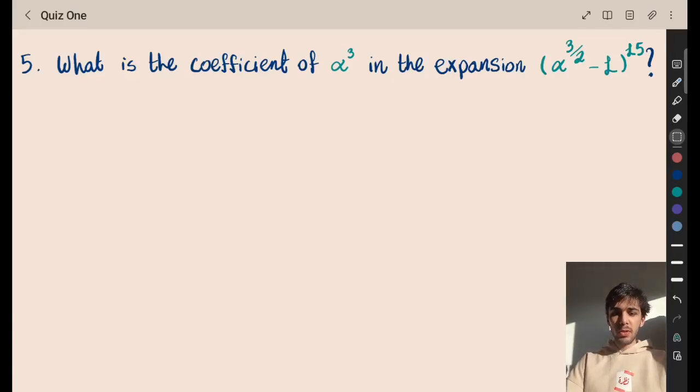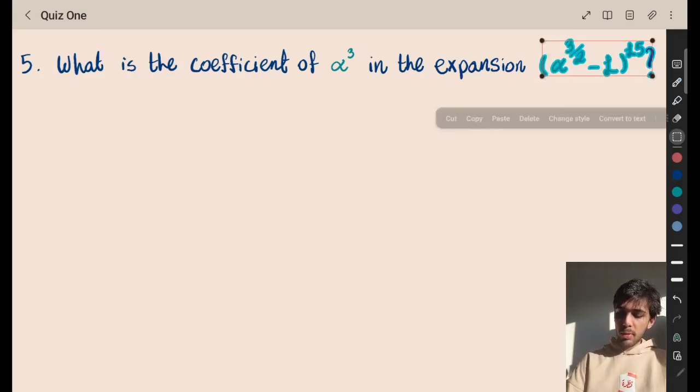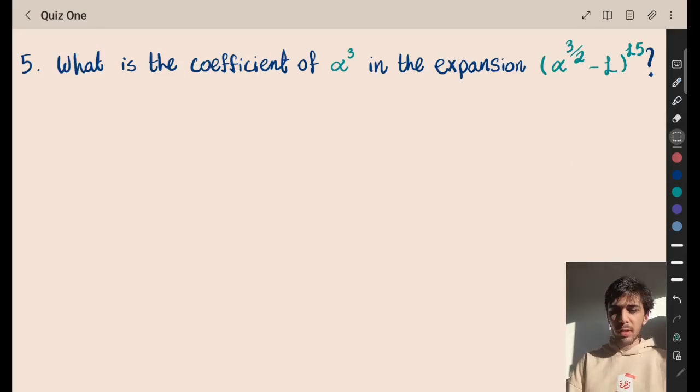What is the coefficient of alpha to the power of 3 in the expansion of alpha to the power of 3 over 2 minus 1, all to the power of 15?